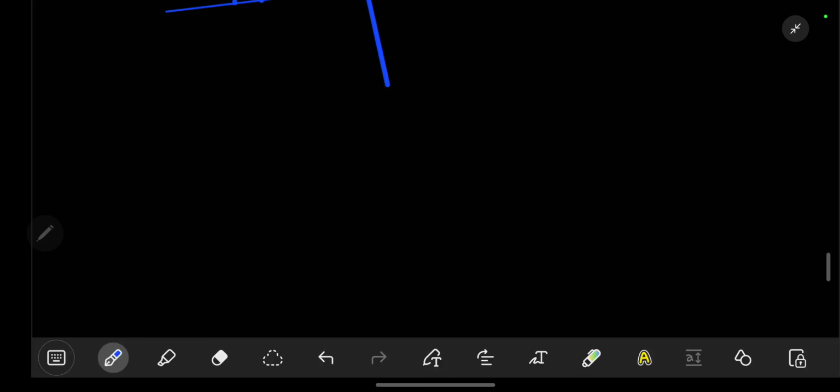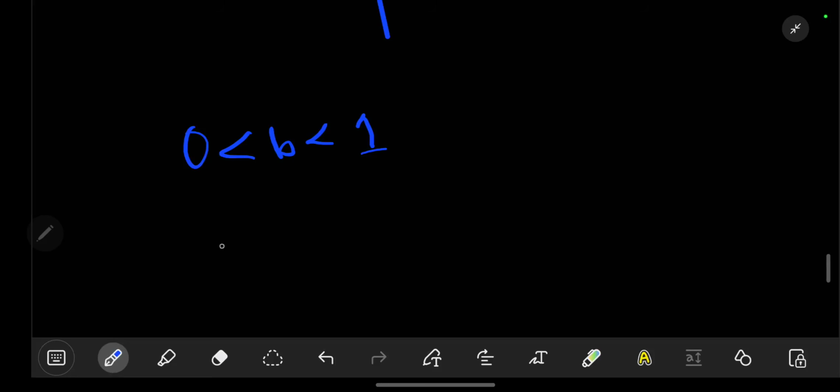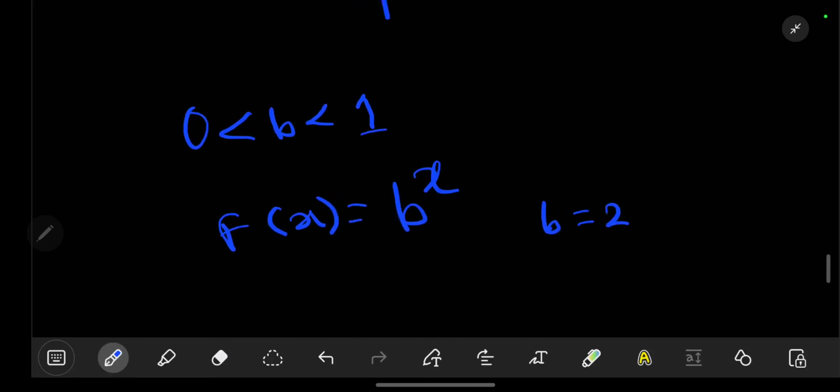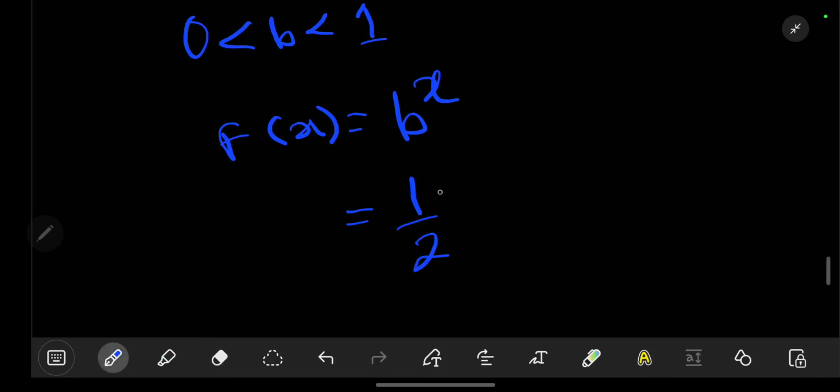But what happens if we have a number that is in between? Let's say 0 is less than b is less than 1. b in this case is the base. For example, if you have f(x) equal to b to the power x, b can be equal to, let's say, 2, not 2. But if b is greater than 0 but less than 1, then your b value will be equal to 1 over 2, like that.